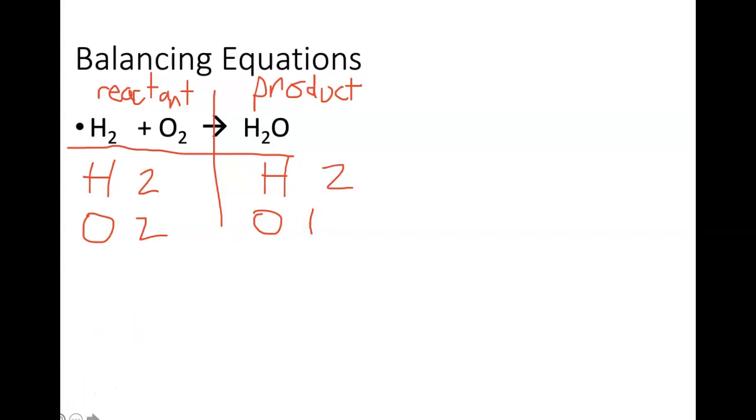So I would start thinking, okay, so what am I going to multiply that 1 by to get 2? Obviously 2. So I'm going to multiply this by 2. This 2 is then going to go right here. That 2 is called a coefficient, and it's going to go right there. It's what we use to balance equations. But as I've done that, I've also changed the number of hydrogens because I've multiplied it by 2. So now I have 4 hydrogens.